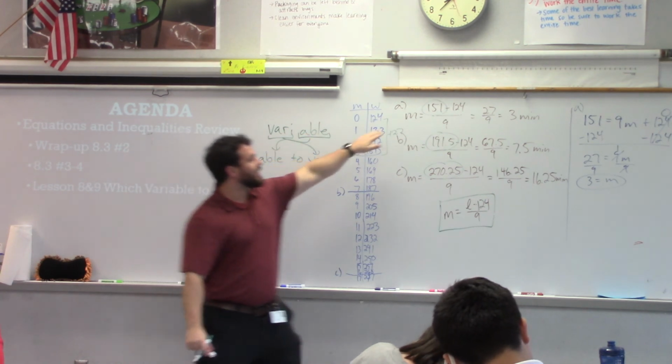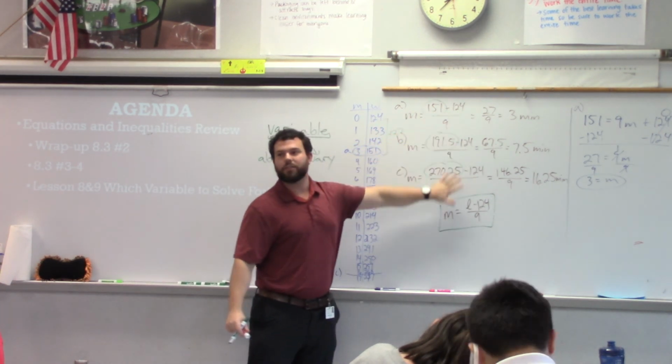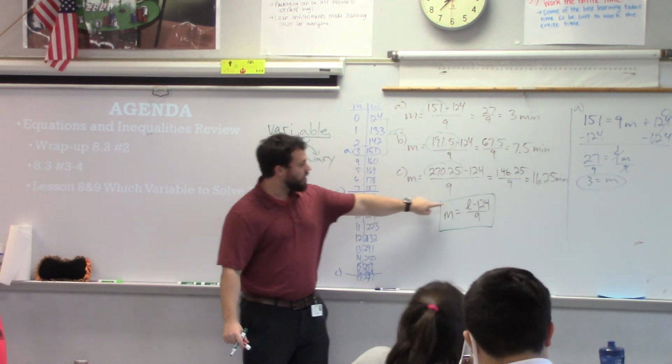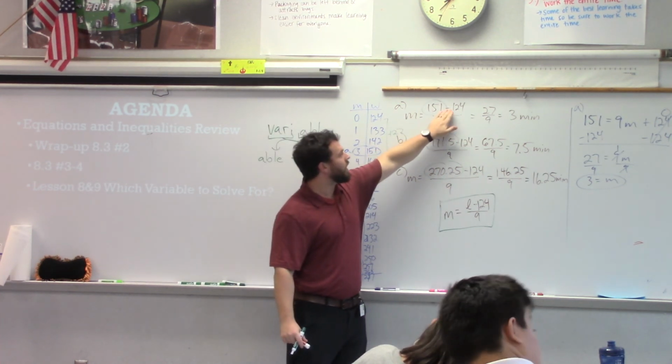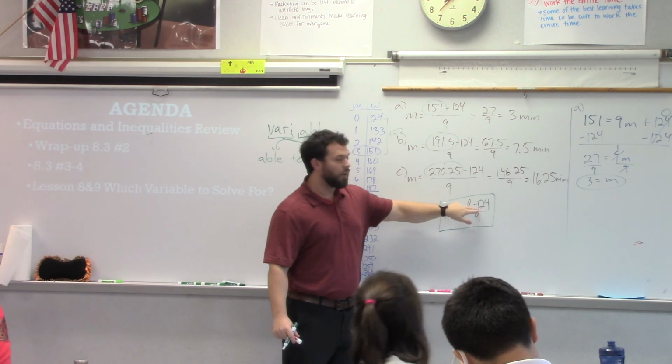Look at it. Is anything else on the right-hand side changing? No. So that's the only thing that should be a variable. What are we subtracting every time? 124. Okay, so it's L minus 124.